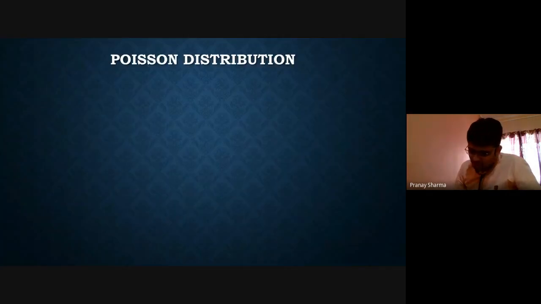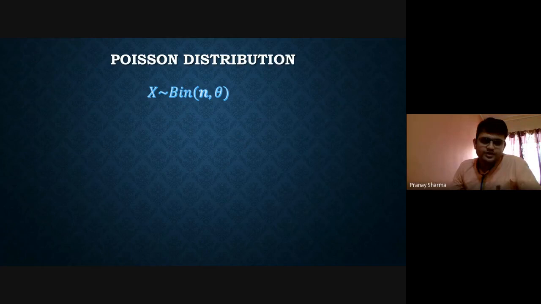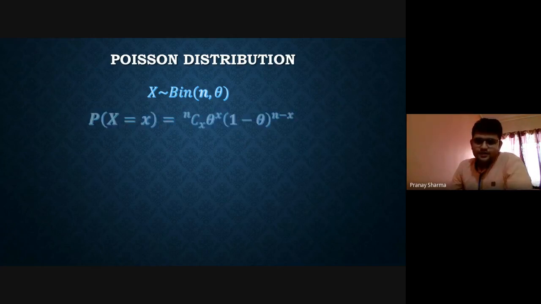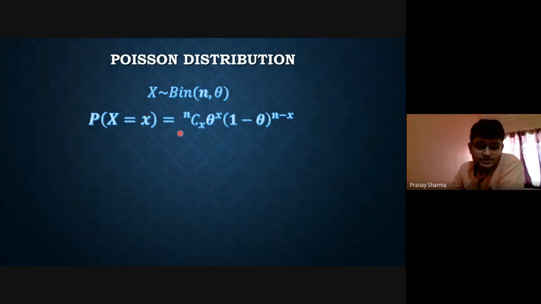So we'll talk about Poisson distribution. Now Poisson distribution was created from binomial distribution. Now we know our binomial distribution. We say our binomial (n, theta), where our probability of x was nothing but nCx theta raised to x into 1 minus theta raised to n minus x.